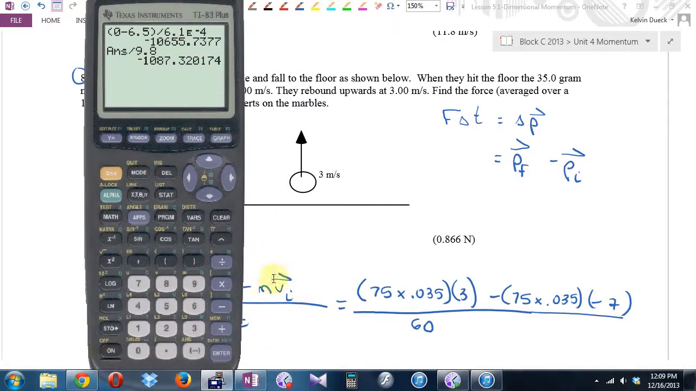I'm fairly good with my method here, I think. So bracket 75 times 0.035 times 3, minus 75 times 0.035 times -7. Close off the top, divided by 60. Oh! Now, how come when I go like this? Nope, that's not it either. Did I change the numbers on this question?